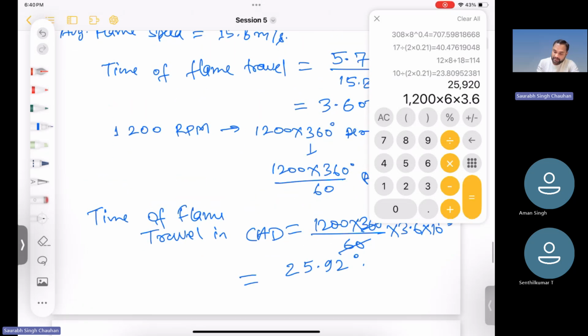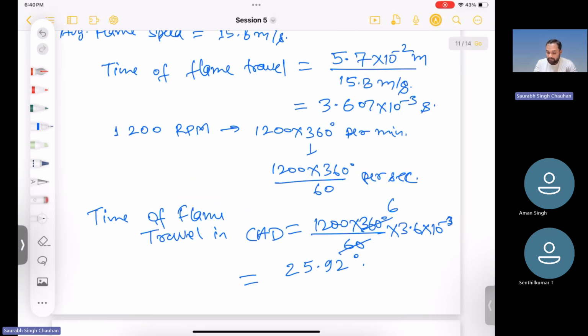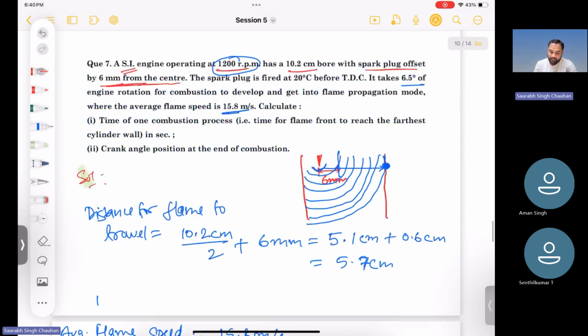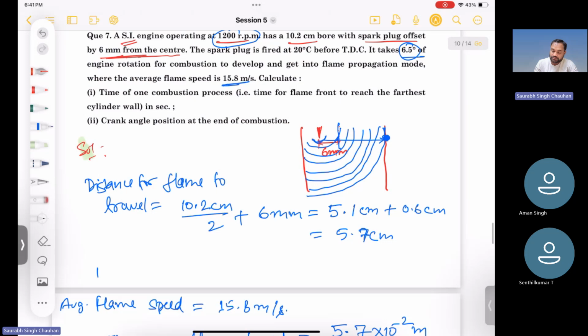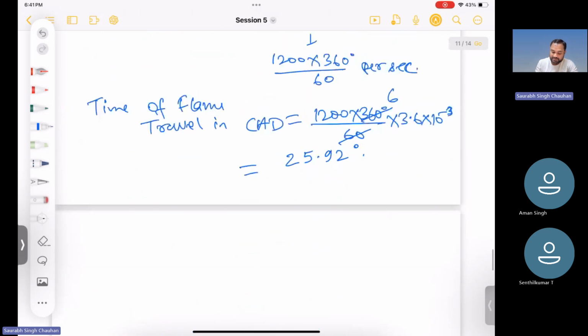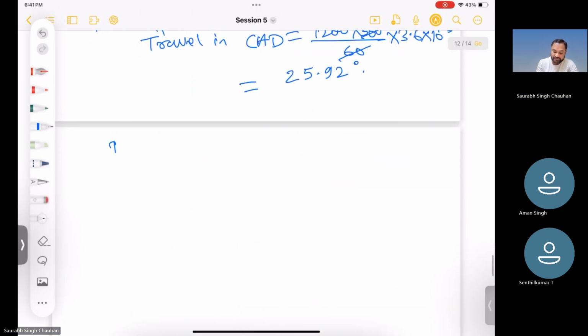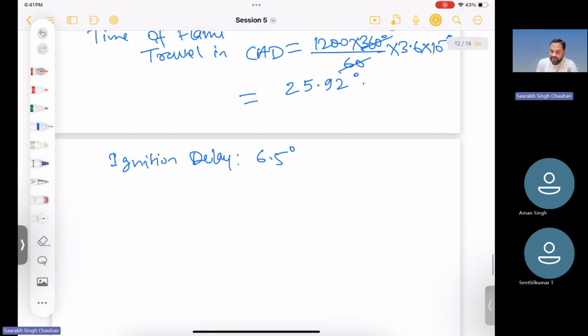Okay. So this is the time when the flame has been developed, right? But it takes some time for the flame to develop. So it takes 6.5 degrees of engine rotation for combustion to develop and get into flame propagation mode. Okay, so this is the ignition delay. This is 6.5 degrees, right?